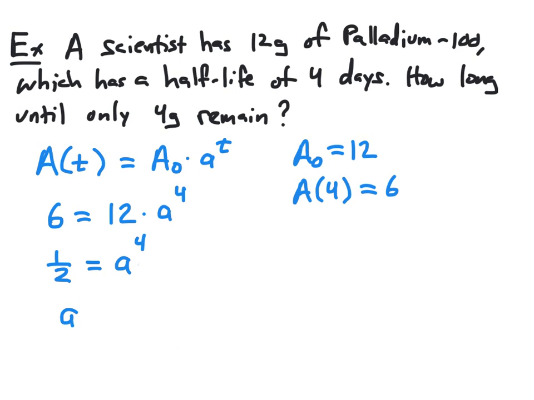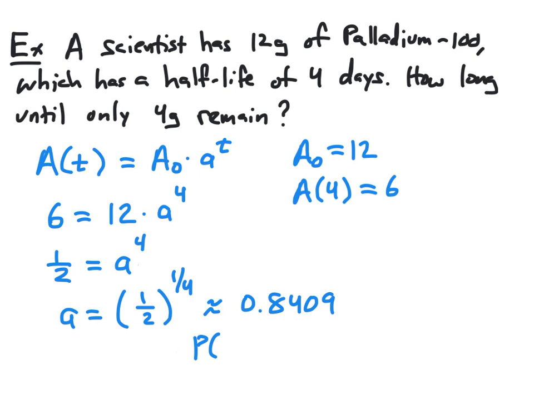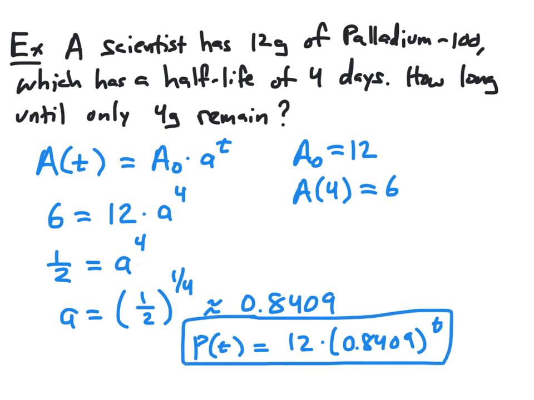To solve for a, we raise both sides to the 1/4 power. So 1/2 raised to the 1/4 power is approximately 0.8409, rounded to 4 decimal places. And this means that our model for our exponential decay is going to be 12 times 0.8409 to the t. And now we can use this model to answer the question.